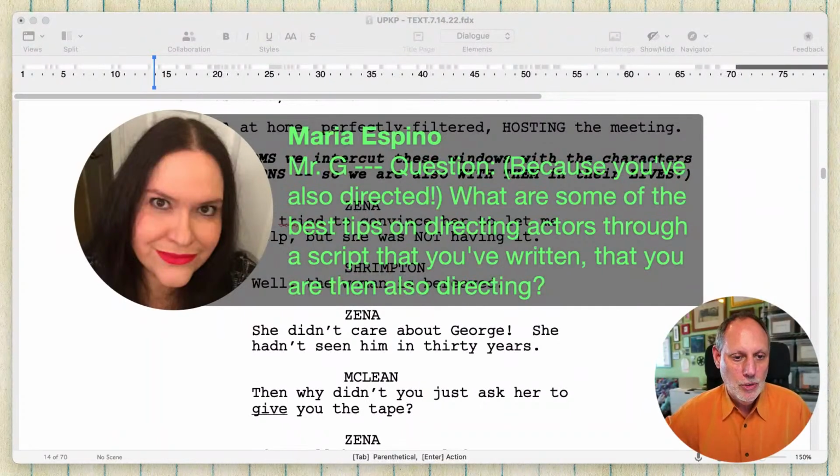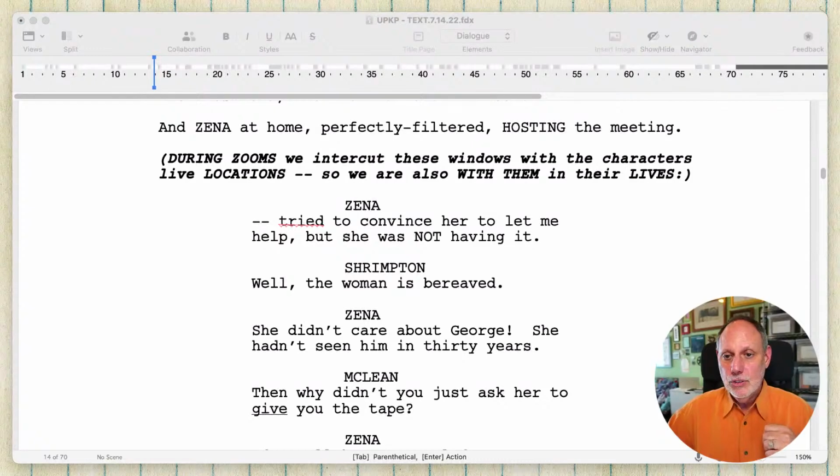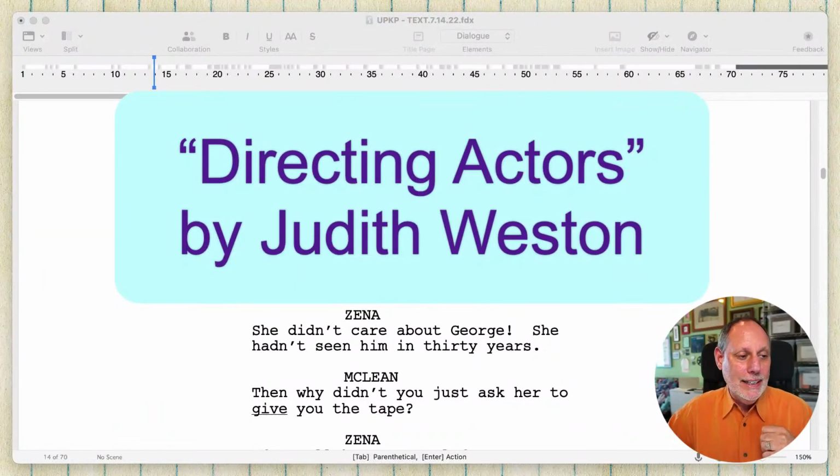What are some of the best tips for directing actors in a script you've written that you were then also directing? This question is a big one and a hard one. So the quick answer is read Judith Weston's book, Directing Actors. Hold on, let me see if I've got it, I think I have, yeah, bingo. Directing Actors by Judith Weston. Number one thing I would advise you to do.